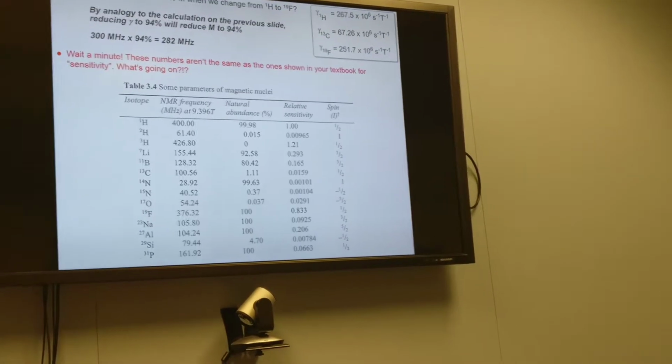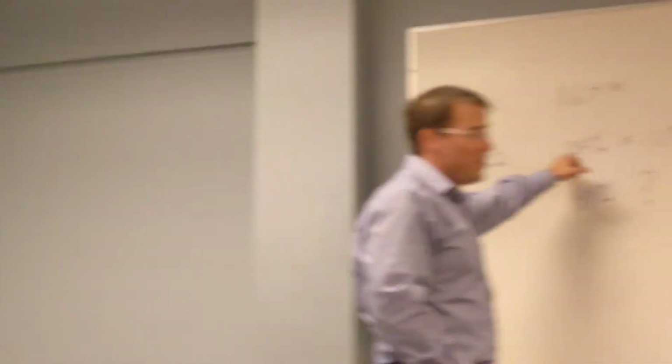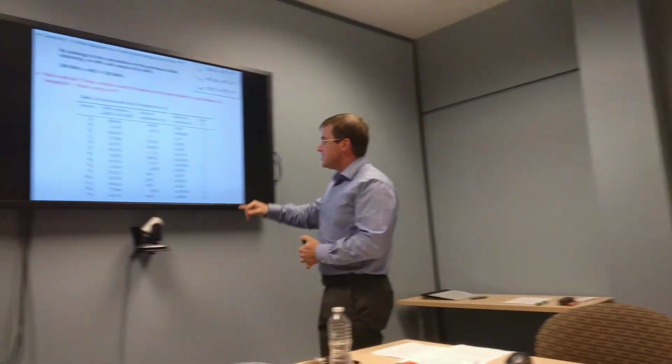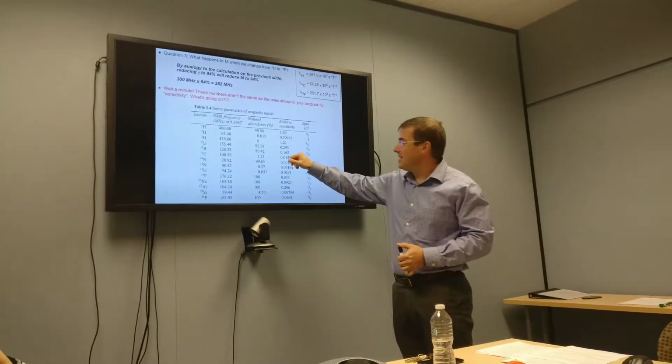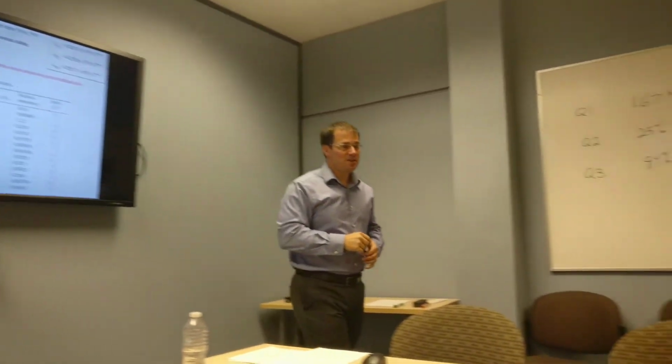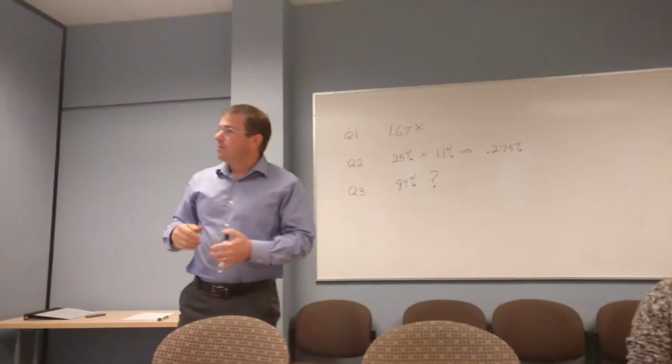And you'll see that the carbon experiment is not 25% as sensitive as a proton experiment. In fact, it's quite a bit worse than that. This is before taking into account the natural abundance. So it's actually very low. So what's going on?